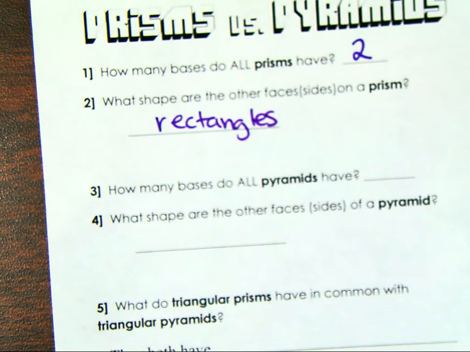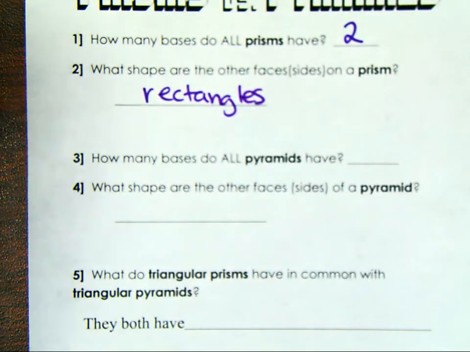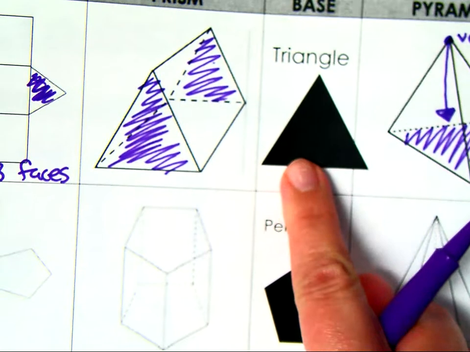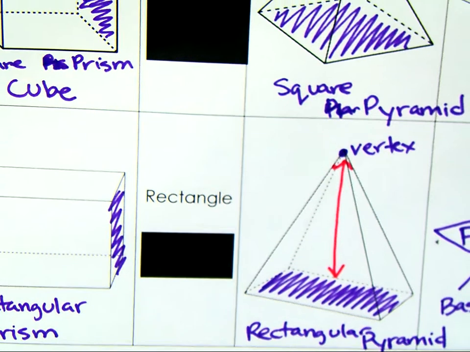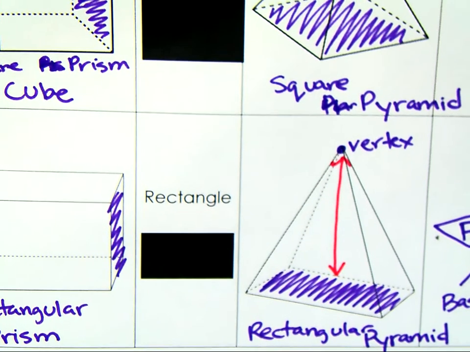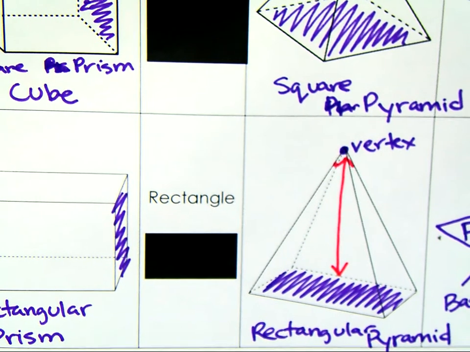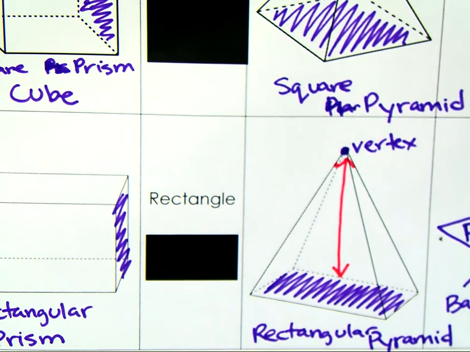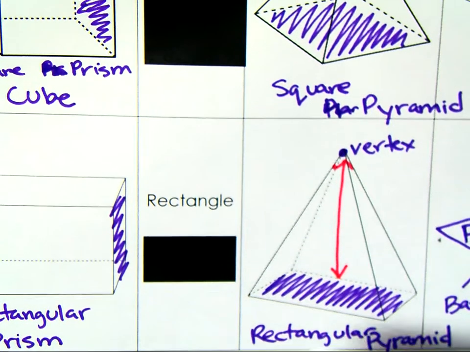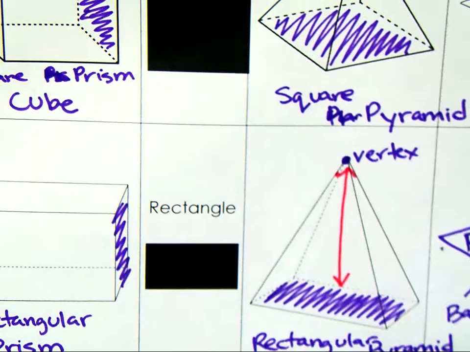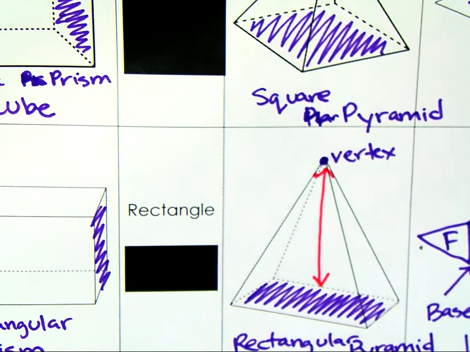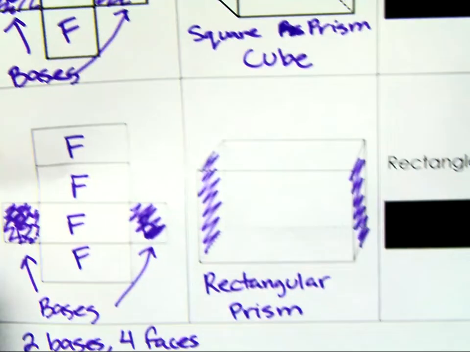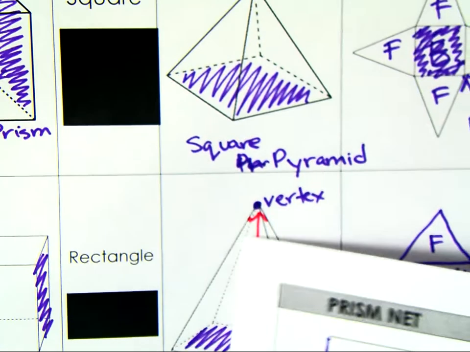And then how many bases did all pyramids have? Well, again, if we had a triangular pyramid, a square pyramid, or a rectangular pyramid, you name that shape based on the shape of its base. We could see that it only had one. And remember, that base is always across from the vertex in a pyramid. The reason prisms don't have a vertex is we're not folding them up to one point.